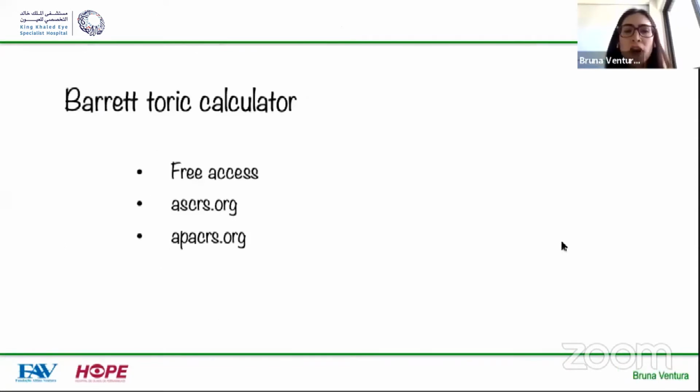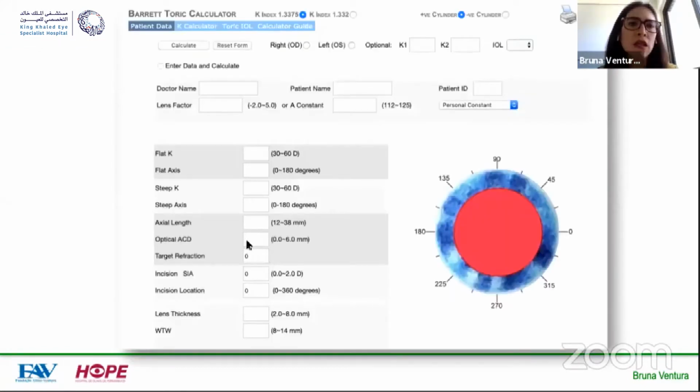Speaking a little bit more about the Barrett toric calculator, it is free access, so anyone can access it for free on the ASCRS site or on the Asia Pacific site. Here is a screenshot of the calculator so that we can go over it, for those that have not been using it lately. It's very, very user-friendly.